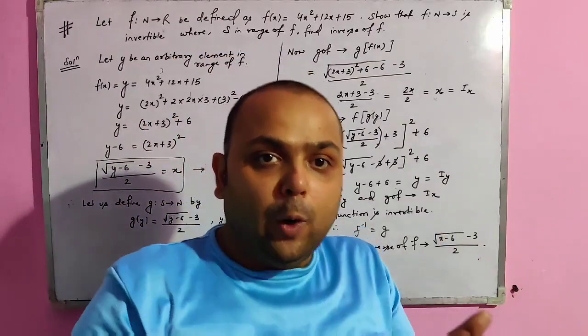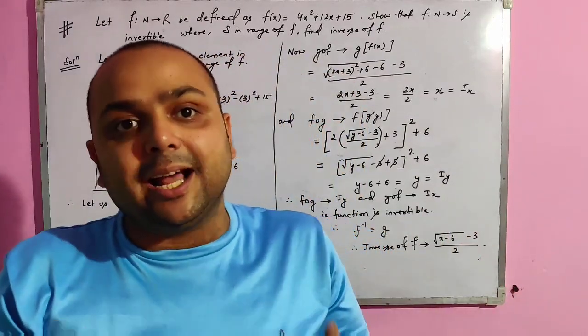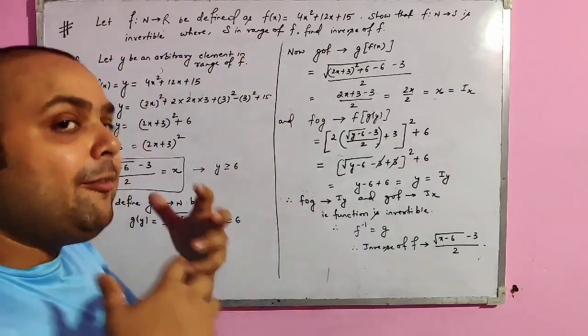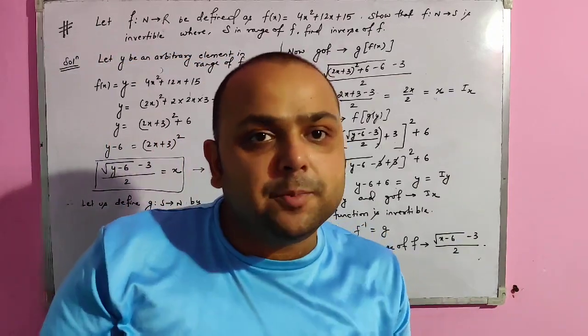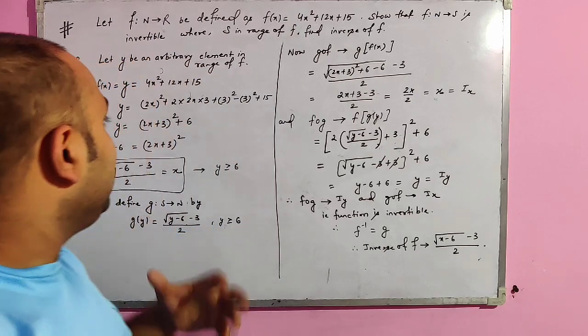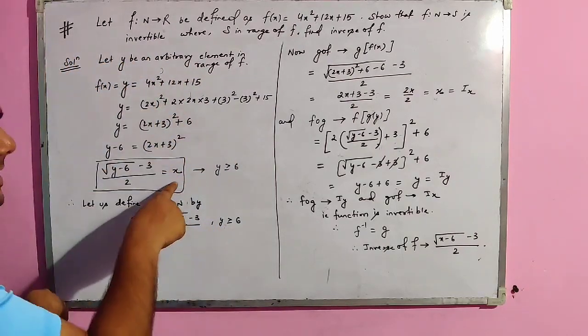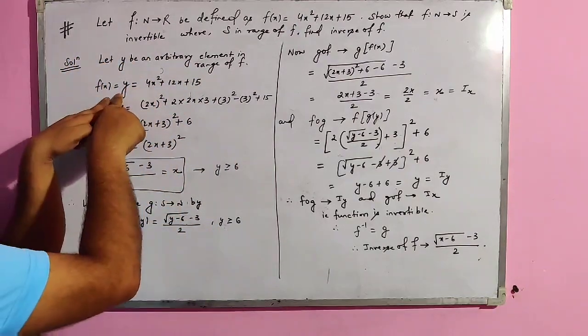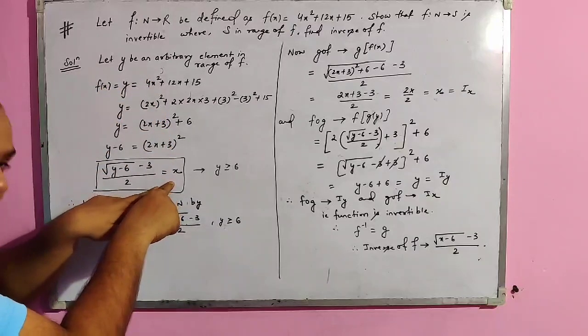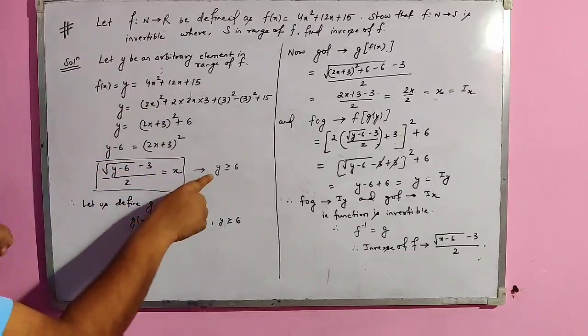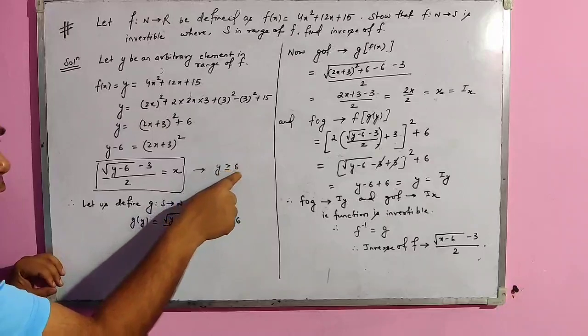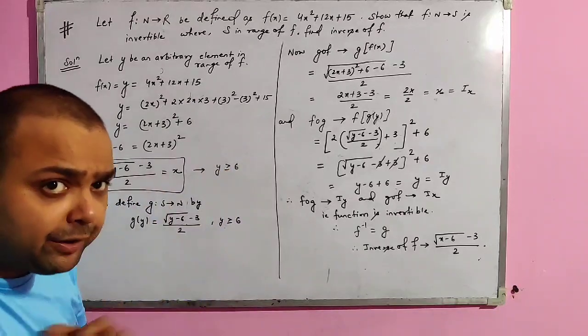So you need to understand first the meaning of completing the square. I hope all of you know, as we have already studied in class 10th. If you have any doubts in completing the square, you can message me, I will deal with it. Now initially we had the value of y, and we have calculated the value of x. In this case, y should be greater than or equal to 6 because it is a root function.